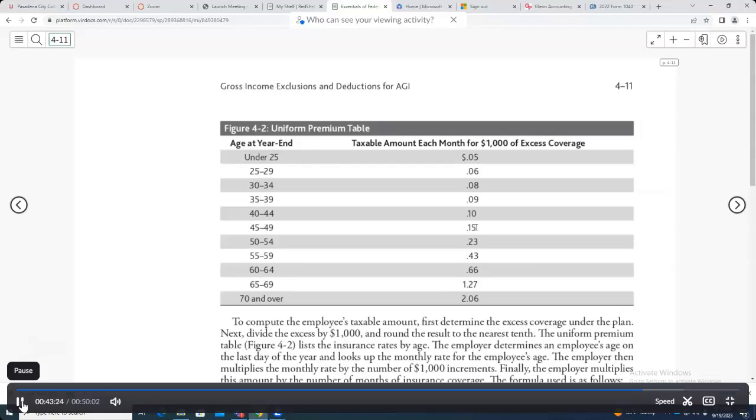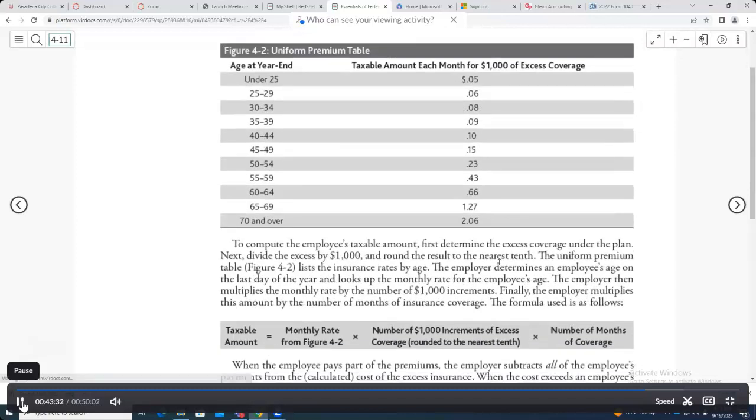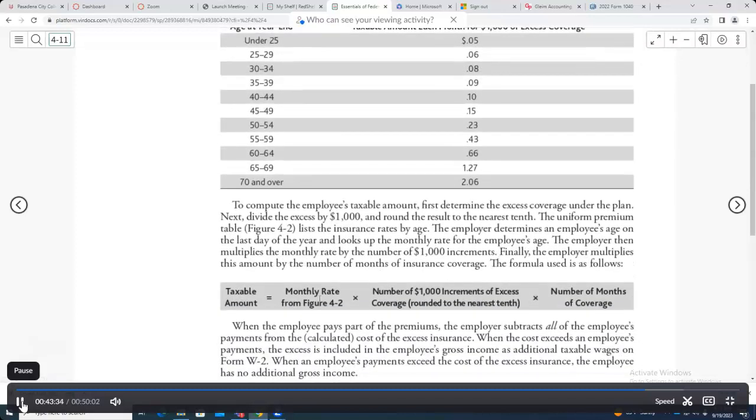Your age, you go with the line, find the cents, 9 cents, times 1,000 times months. How many months? Here is a taxable amount. So the monthly rate, which is here, multiply by the number of 1,000 increments in excess of coverage.